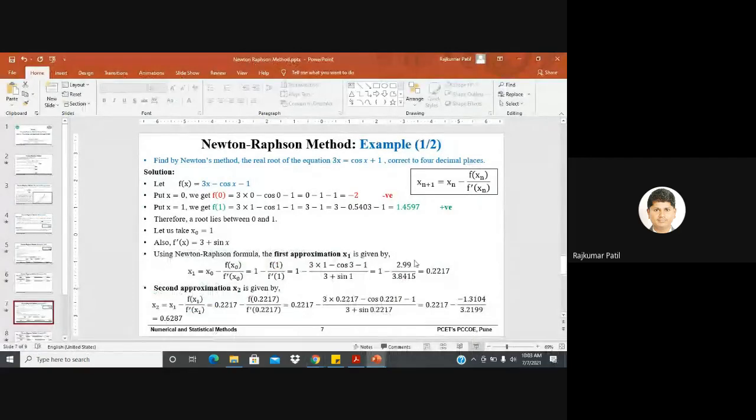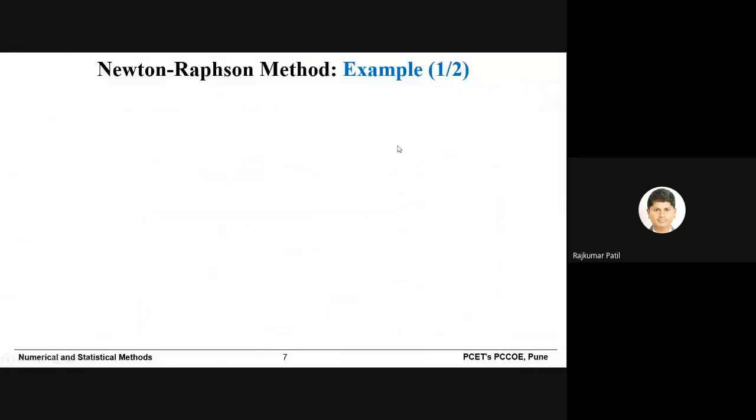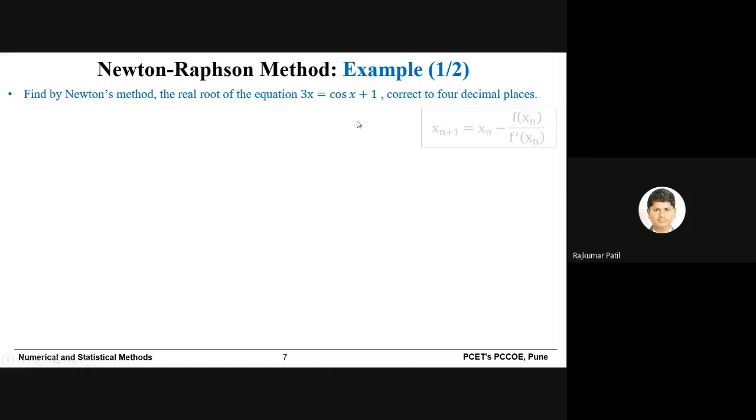Okay, so we will start with one example related to the Newton-Raphson method. Briefly, we will cover the program, the numerical, and then we will start with the flowchart and program. So the question is: find by Newton's method, which means the Newton-Raphson method, the real root of the equation 3x = cos x + 1 correct to 4 decimal places. So the accuracy of the answer is expected up to 4 decimal places.